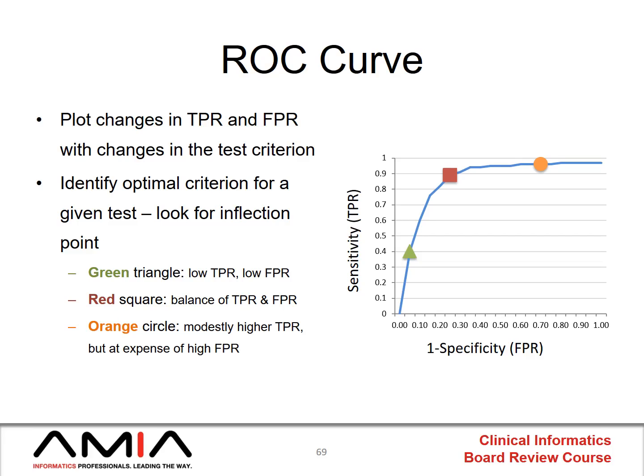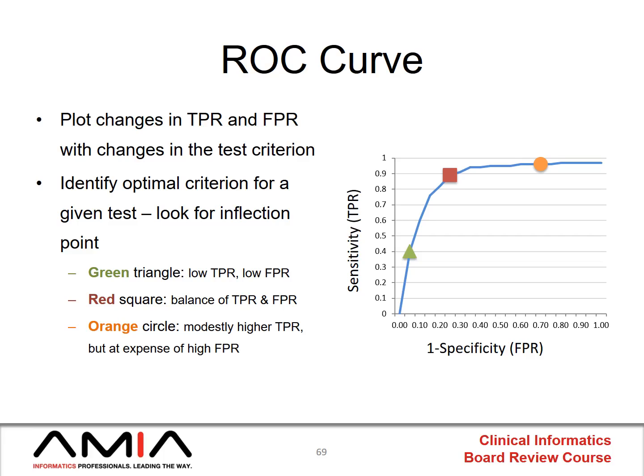So these 3 points that I've described here, the green triangle, the red square, and the orange circle. In the scenario where you have the green triangle, you have a low true positive rate and a low false positive rate. So that's not very helpful for us. If I go all the way up to the other extreme, which is the orange circle, I have a slightly better true positive rate than I do with the red square, but at the expense of a very high false positive rate. So that's not good for us. I'm not willing to optimize sensitivity at the expense of a very high false positive rate, because then I'll just be evaluating every patient for the disease unnecessarily.